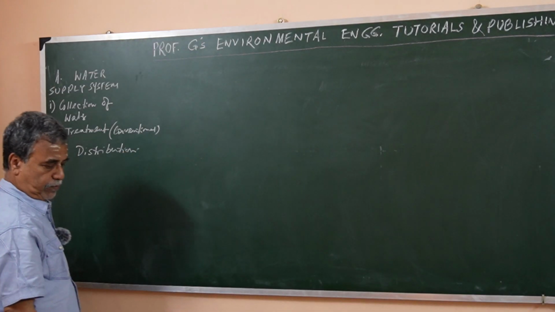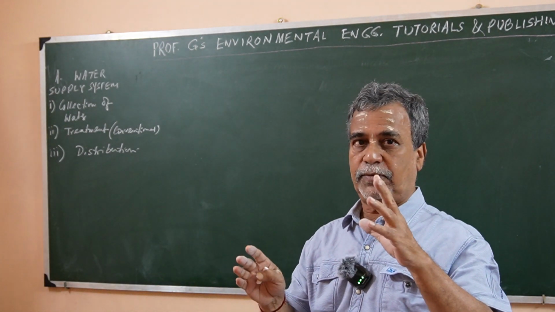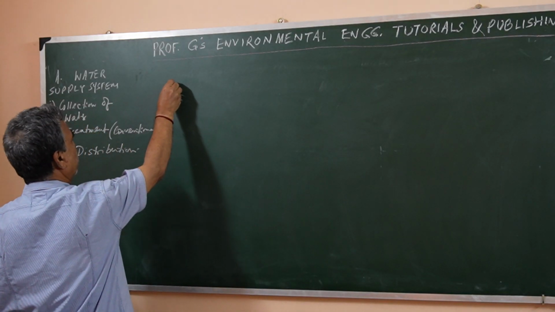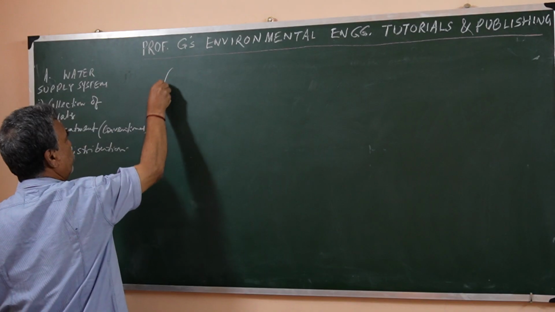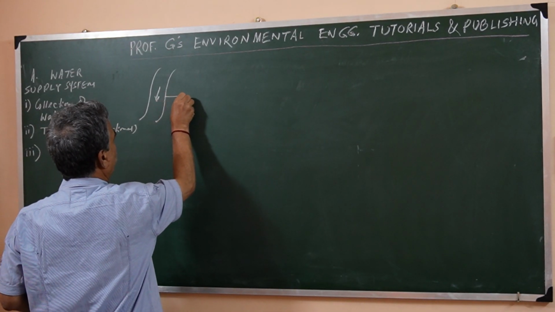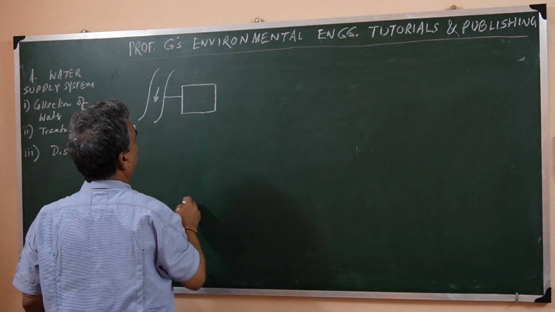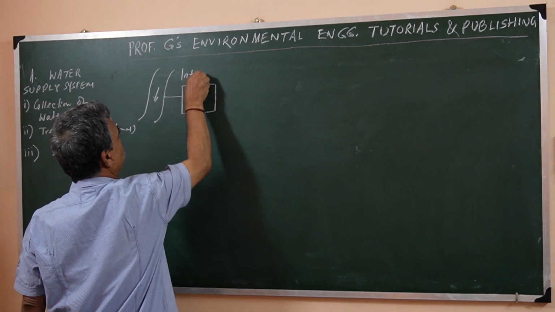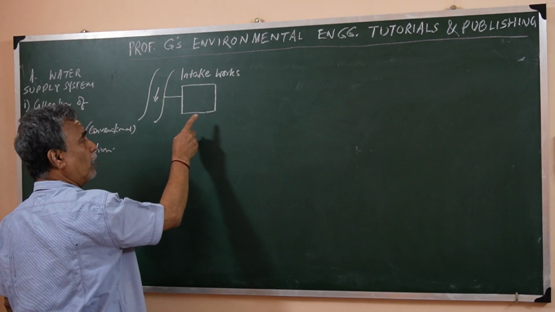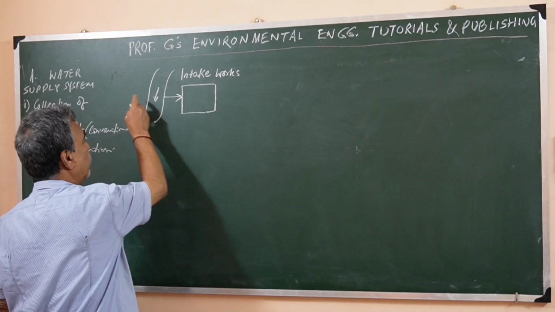Here, if I express it in a flow diagram, suppose there is a river, flowing this way. What we do is draw water from it through an intake work, or intake works. Through an intake well we collect the raw water from surface water sources like a river, because this is very common.